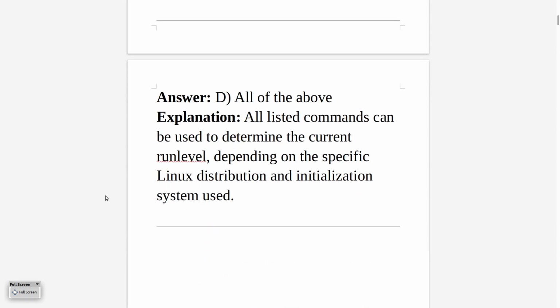The answer is D, all of the above. All listed commands can be used to determine the current run level, depending on the specific Linux distro and initialization system used. Okay, so like init or systemd. Interesting. So note to self to follow up, read up again on run levels.